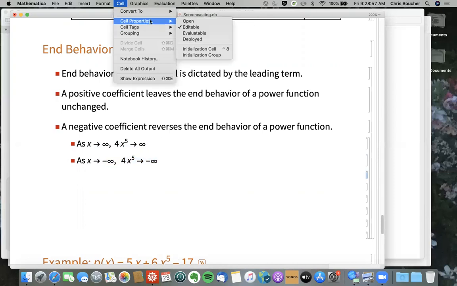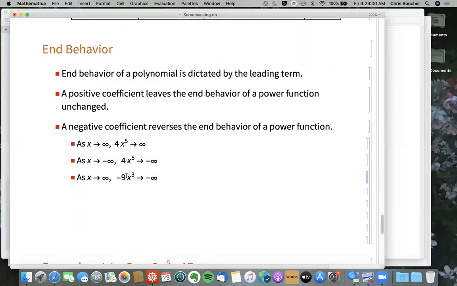A few more examples. So here, I have an odd power function. So as x goes to infinity, that would go to infinity. But I have a negative coefficient that's going to reverse that. And so instead of going to infinity, it will go to negative infinity. As x goes to negative infinity, so I'm looking at the same term here, and again, I start with the power function. It's an odd power function, so as the input goes to the left to negative infinity, the outputs go down to negative infinity, but the minus 9 is going to reverse that, and so this term goes to positive infinity.